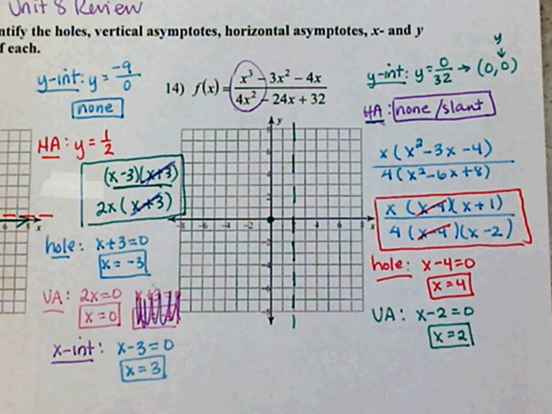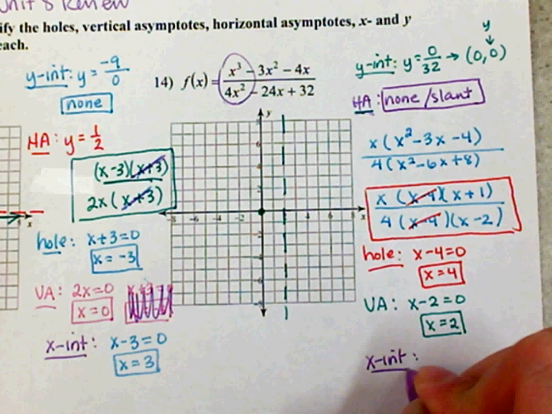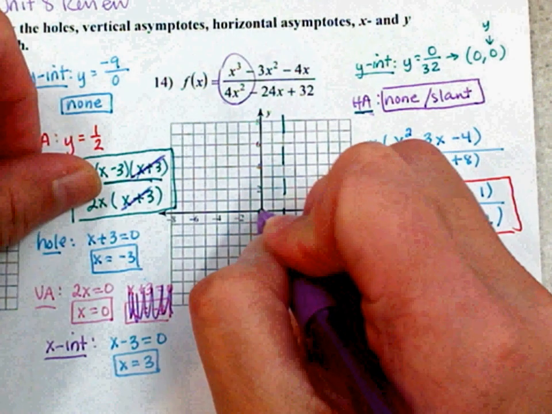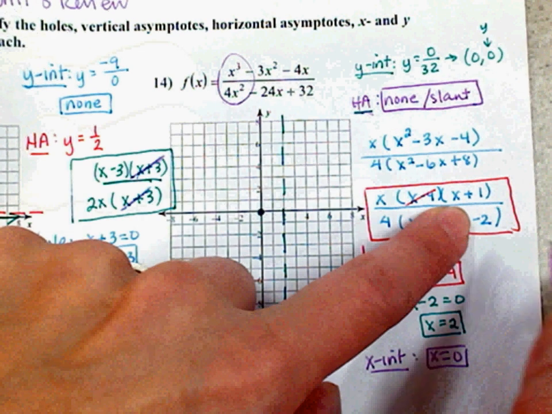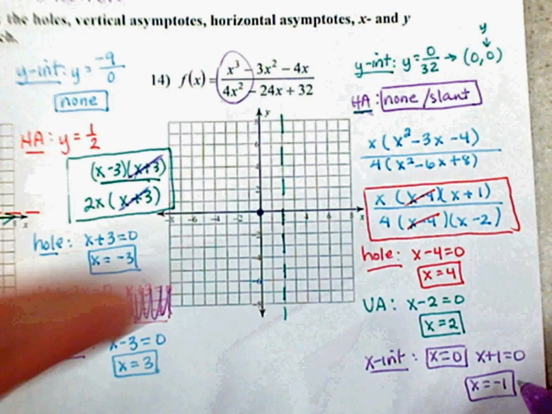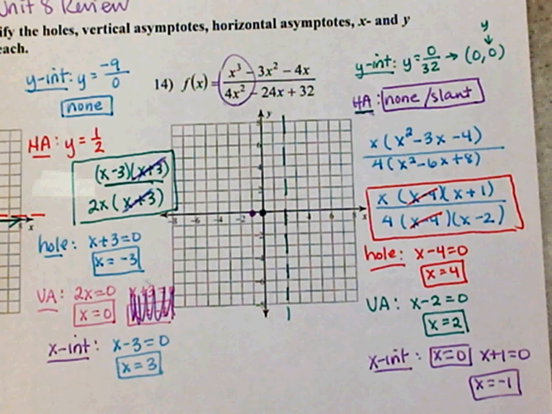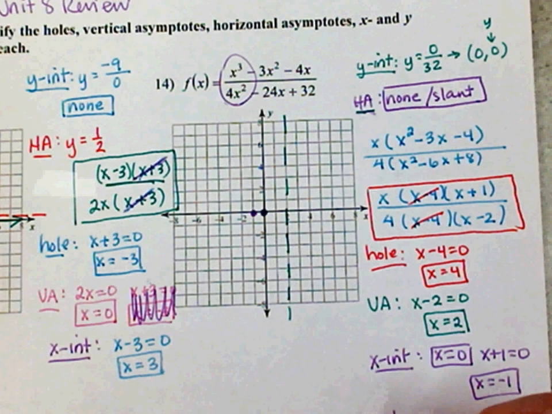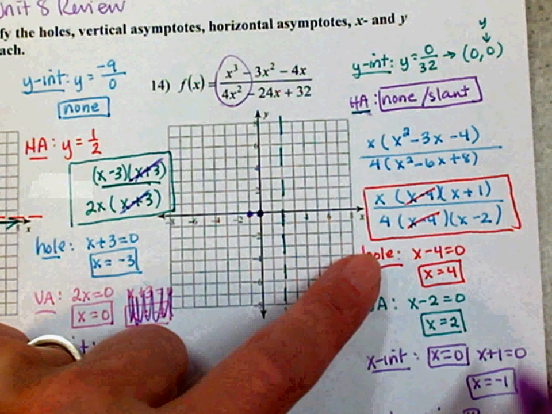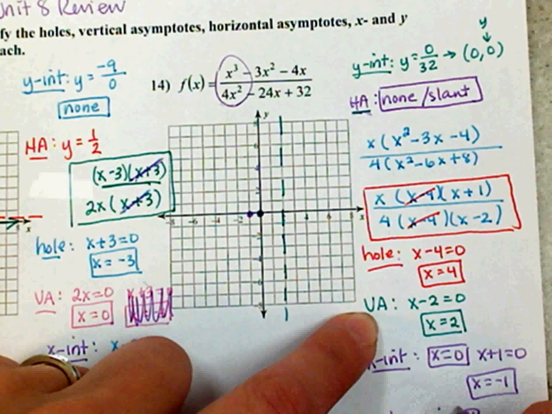Next part. All right. X-intercept. Look in your numerator. You got an x, so x is equal to 0. There you go. And also x plus 1, so x is negative 1. All right, so you guys have all the things you need. Oh, you know what I forgot? Domain. Domain is going to be all real numbers except it cannot be the hole and it cannot be the vertical asymptote. And let me go back and fix that last problem in just a little bit.